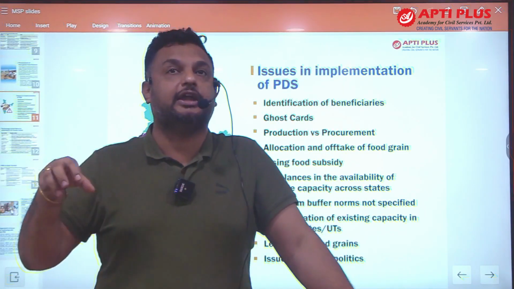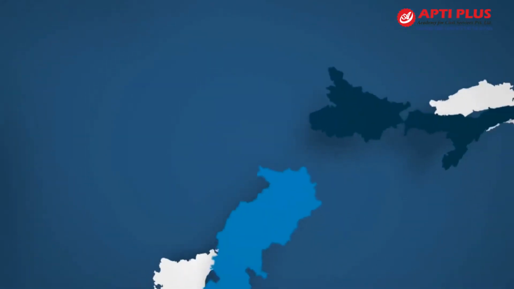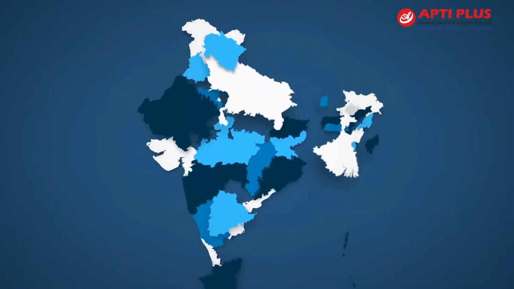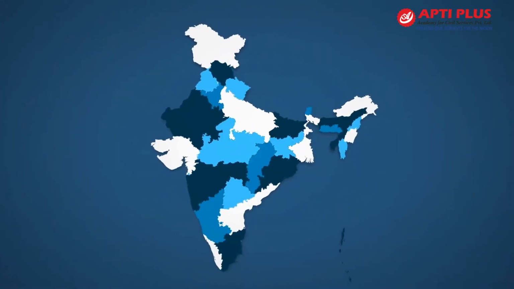See, while allocating, you have to allocate the food grains state-wise. But most of the time, some states require more food grains and some states require less compared to other states.